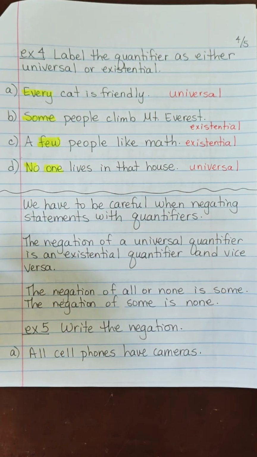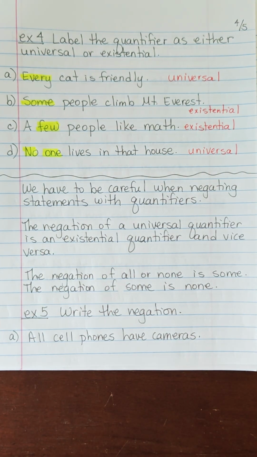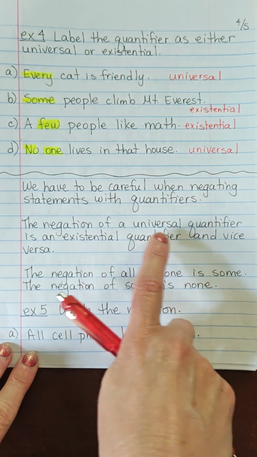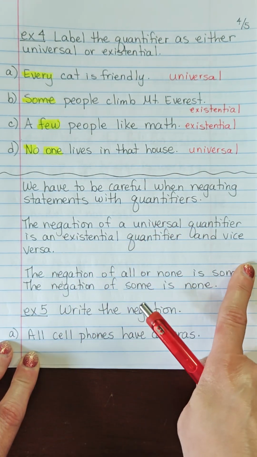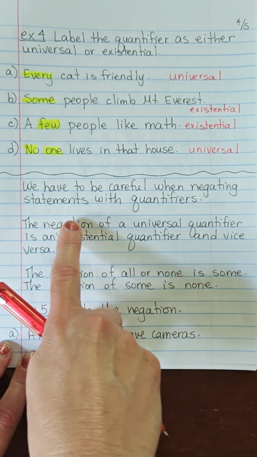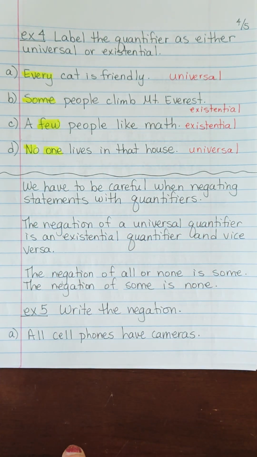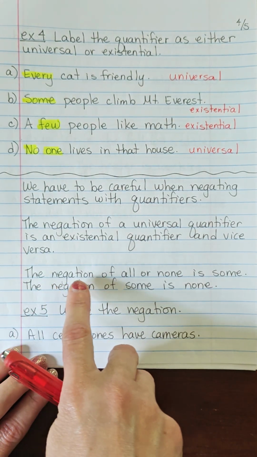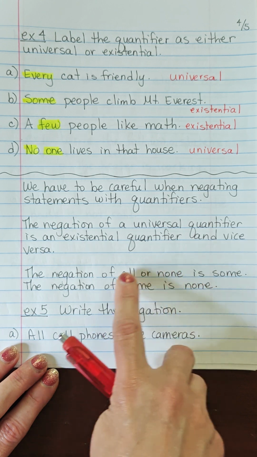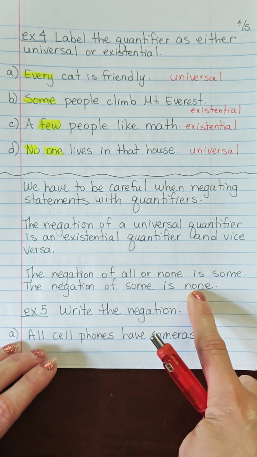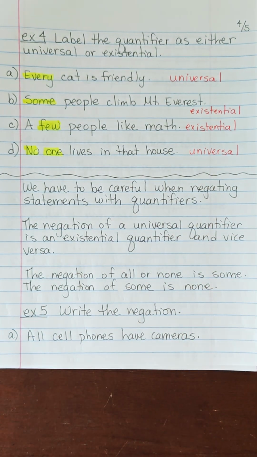We have to be careful when we're negating statements with quantifiers to them. The negation of a universal quantifier is an existential quantifier and vice versa. So vice versa just means the negation of a universal is an existential and the negation of an existential is a universal. So to say that a lot less wordy, the negation of all or none, that universal, is some. The negation of some is none. Let me help you out with that because some of that may not make sense. So let's do some examples.